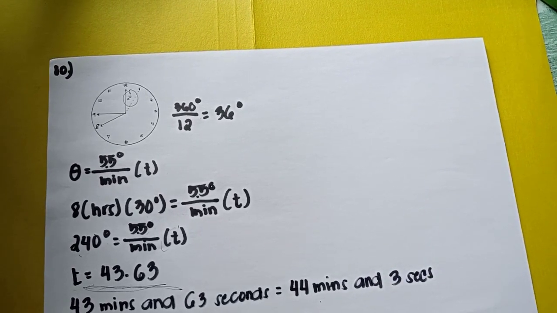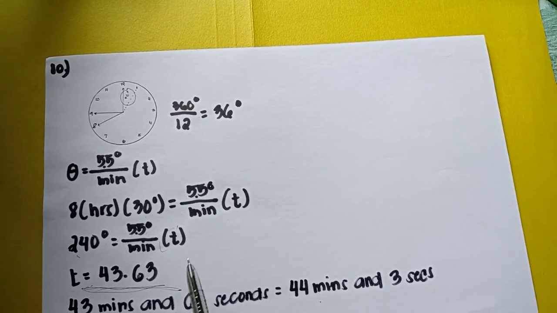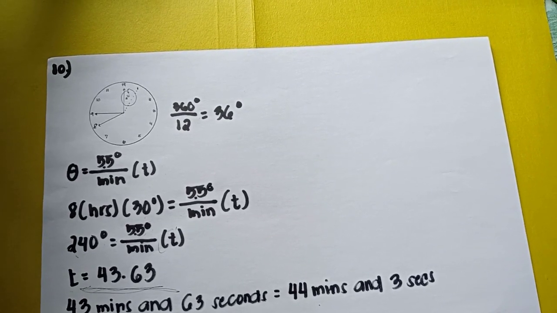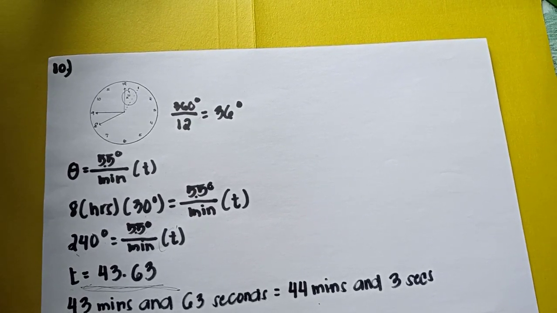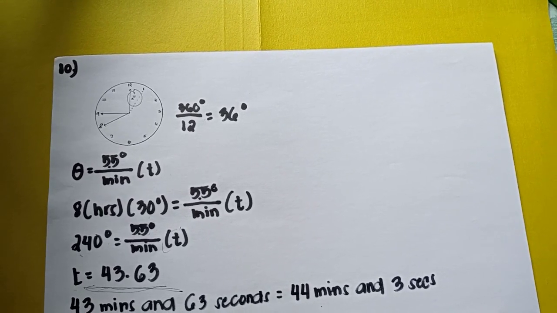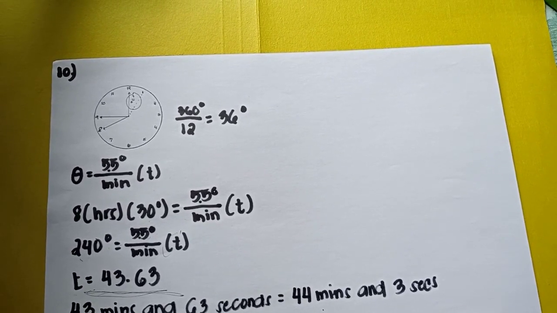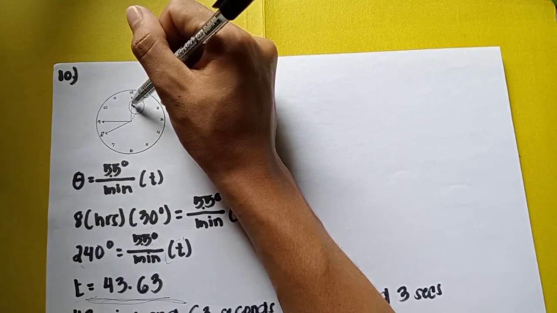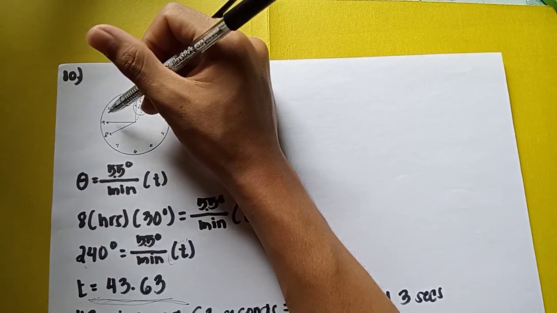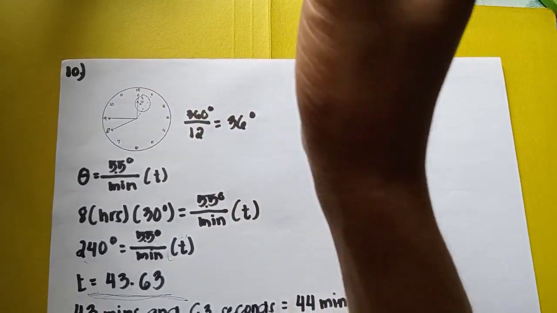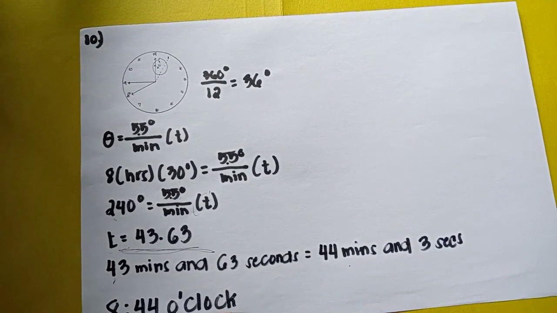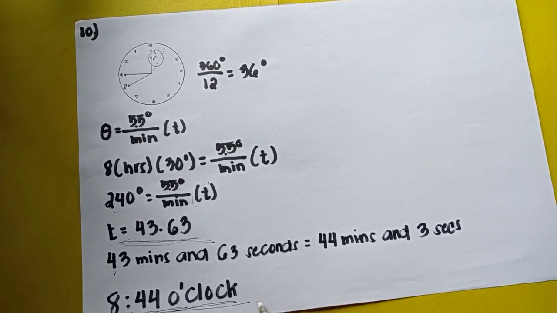So if we add this to 8, because the question is at what time between 8 and 9 o'clock will the minute hand coincide with the hour hand, the minute hand and the hour hand will coincide at exactly 8:44 o'clock.